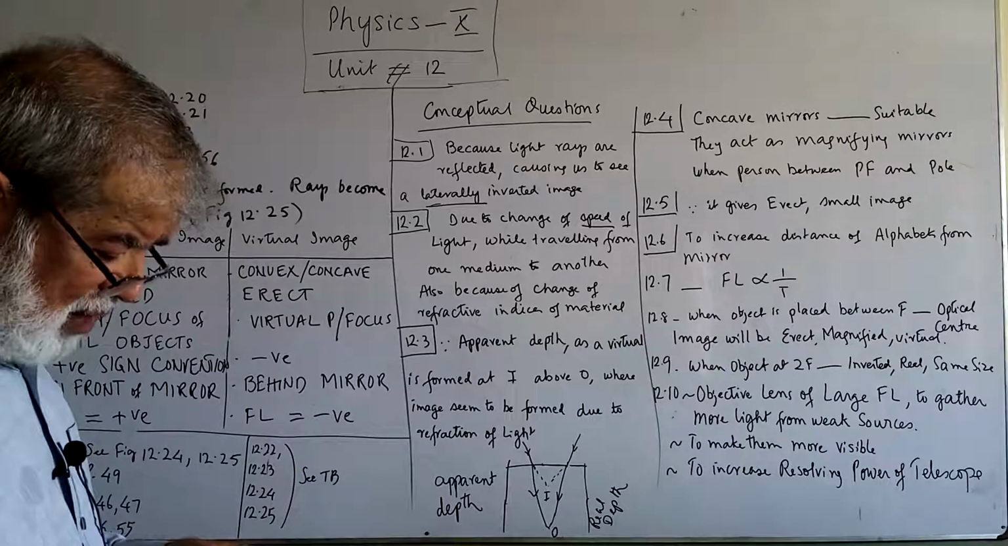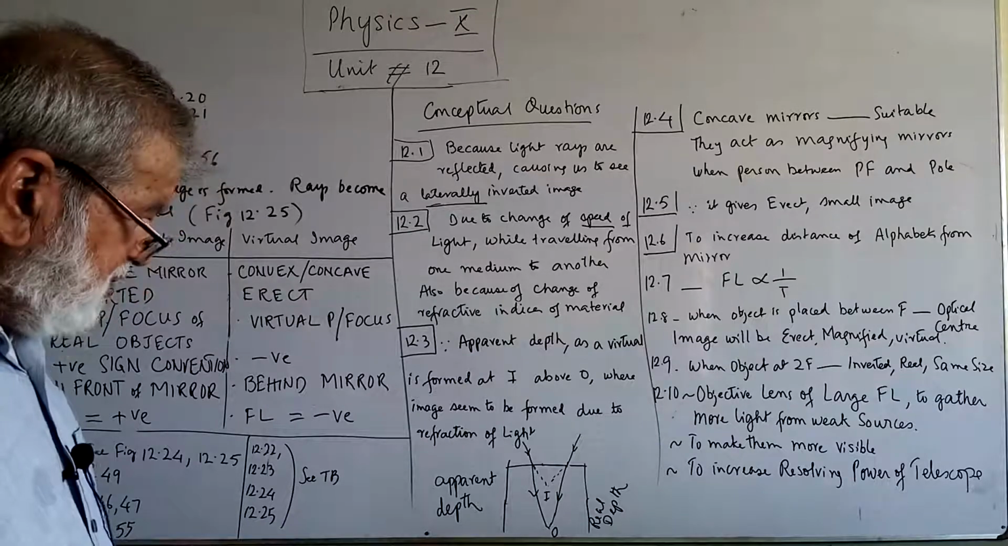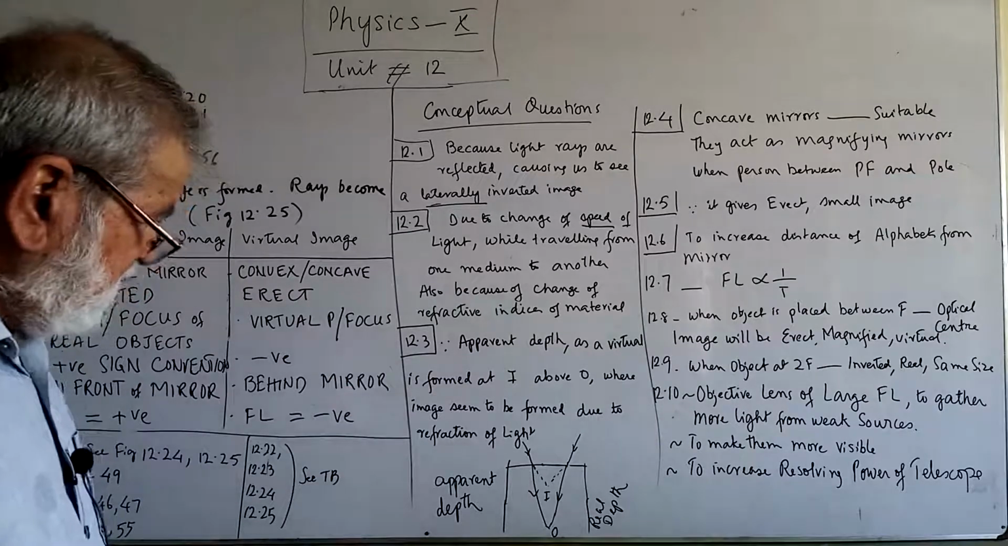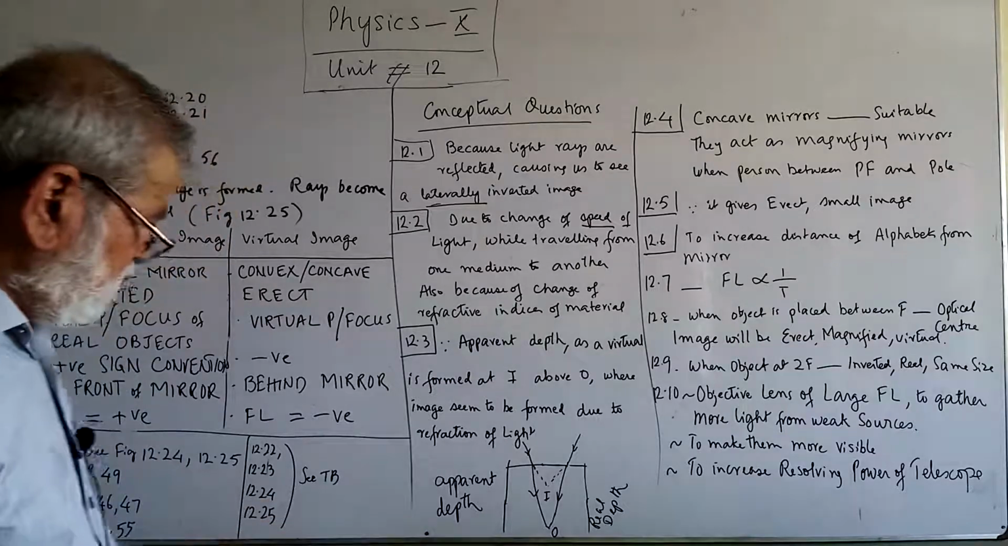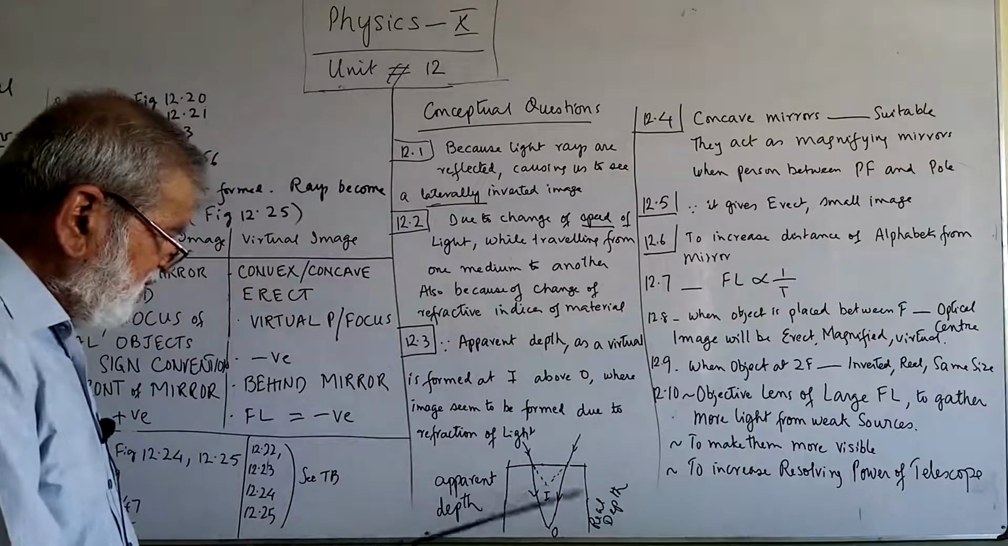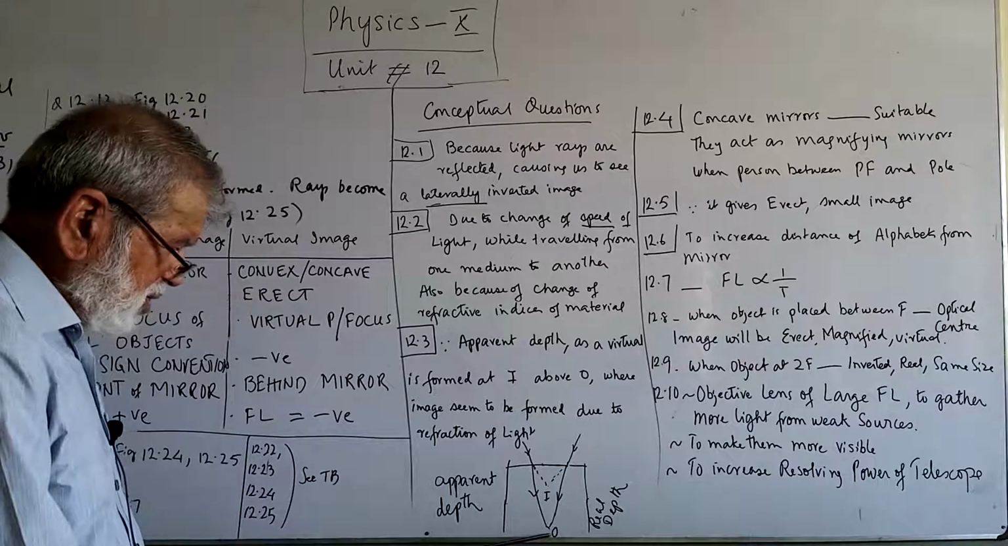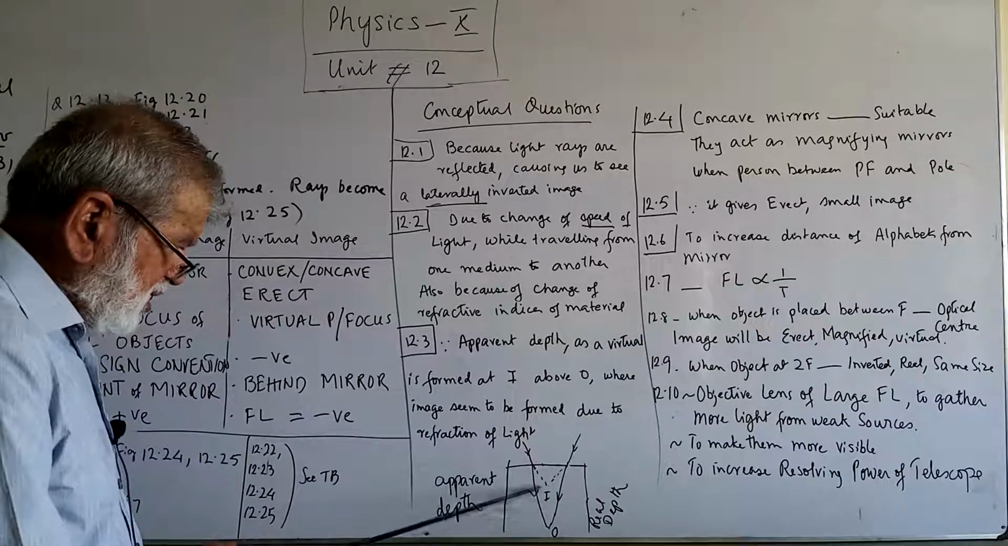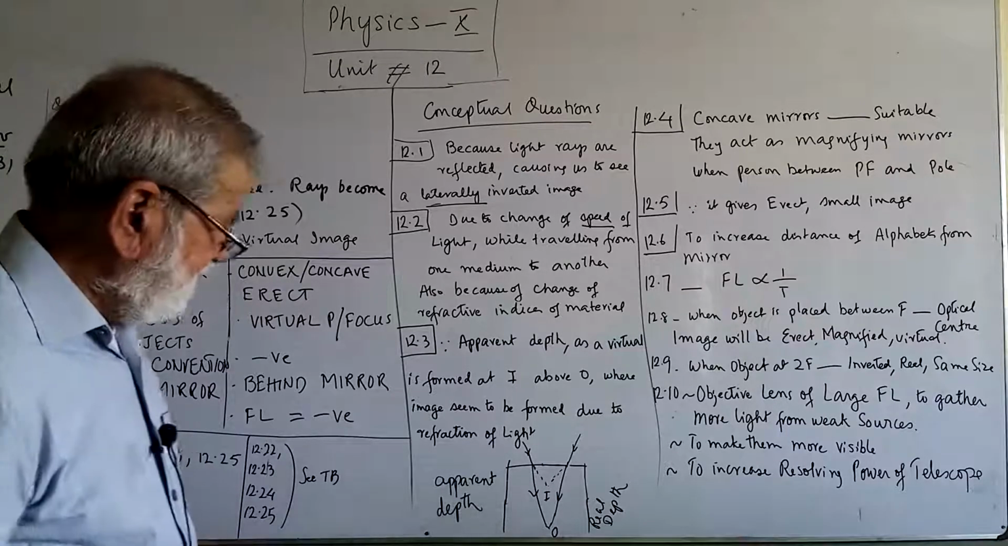So explain why a fish underwater appears to be at a different depth. This is the reason why it appears at a different depth. The image over here is formed above, and the actual depth is at this point. So this is the real depth and this is the apparent depth.